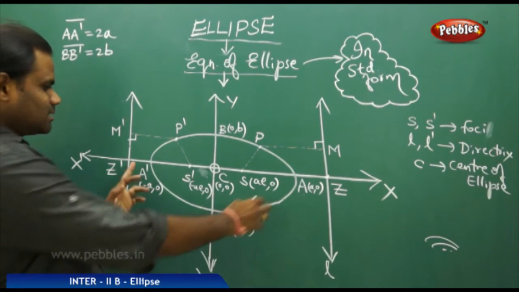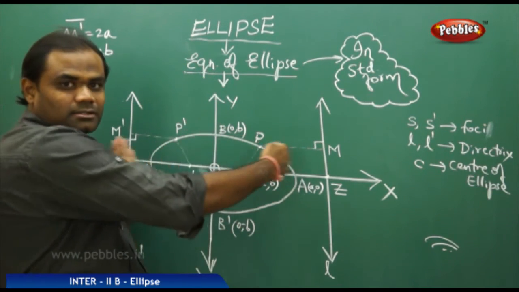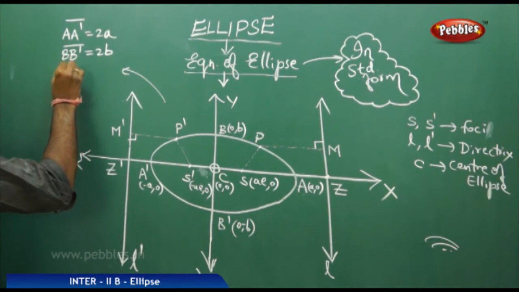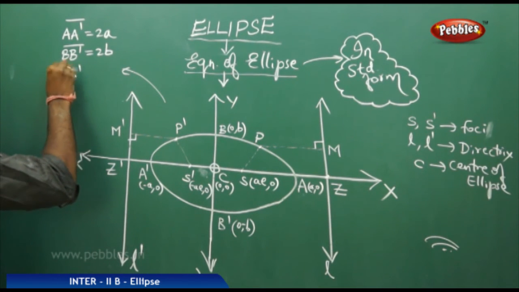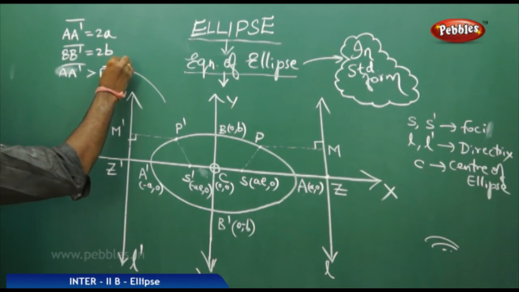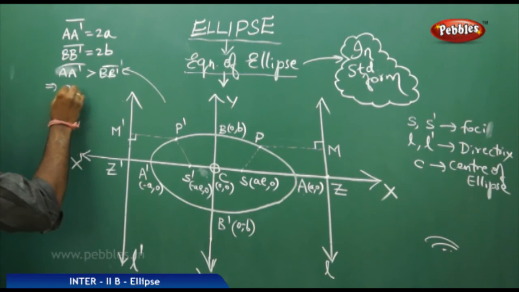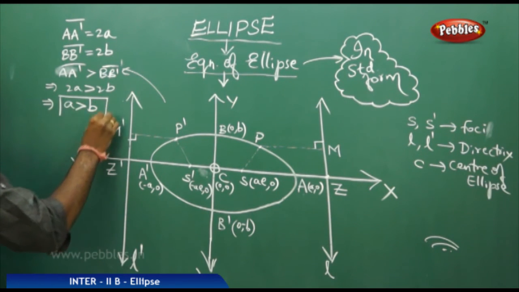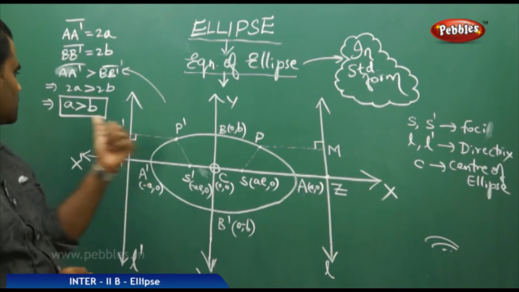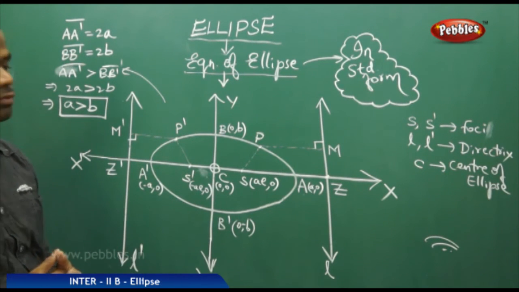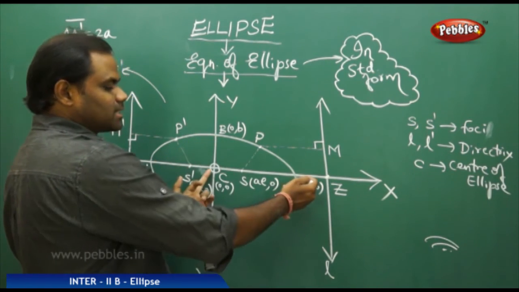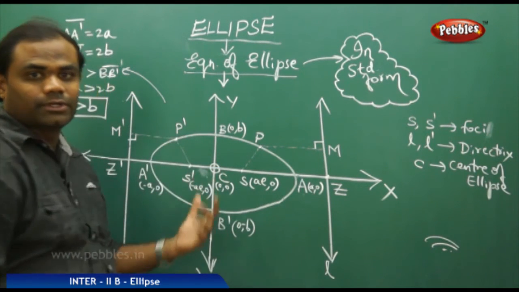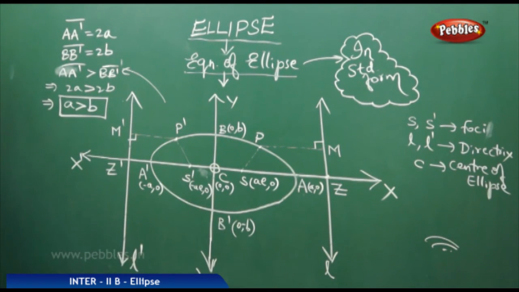Now clearly I see that this is greater than this, because this is flattened and this is bulged. So in this case, the condition is that AA dash is greater than BB dash. That implies 2A is greater than 2B, which implies A must be greater than B. So for this kind of ellipse, A must be greater than B, as can be clearly seen in the diagram, where this distance is larger than this distance.